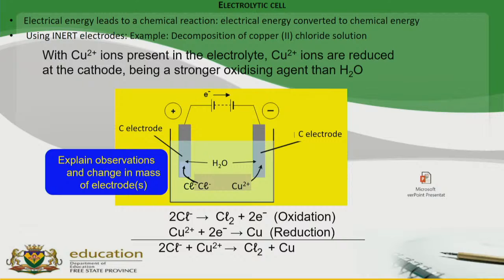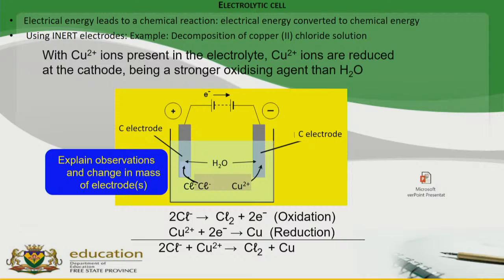And the chlorine, remember chlorine is a gas. So, since chlorine gas is formed, and it is formed at the positive electrode, therefore, the bubbles will be seen around the positive electrode. So when you are asked to give an observation, you say something that you can see. Something that you observe is something that you can see.